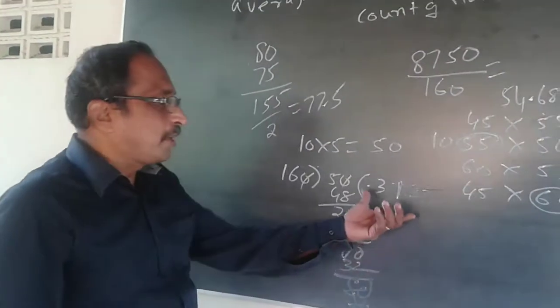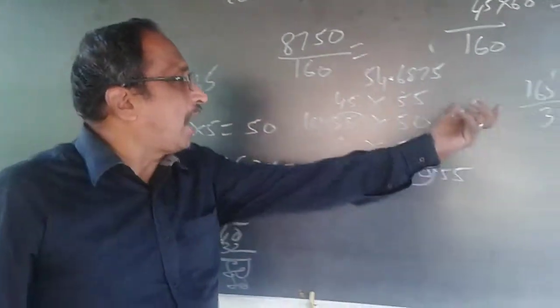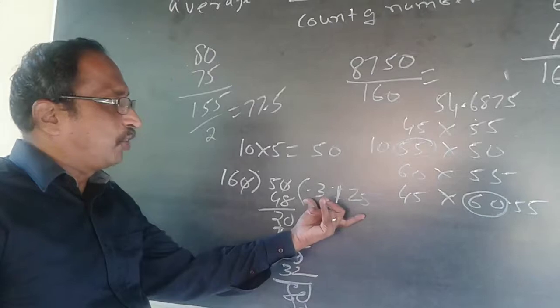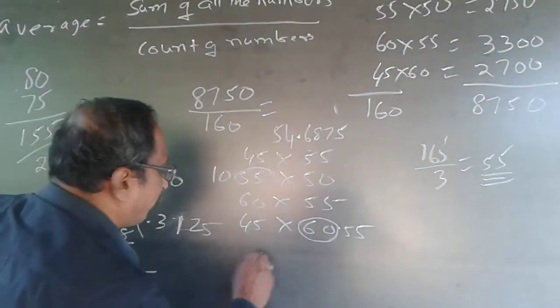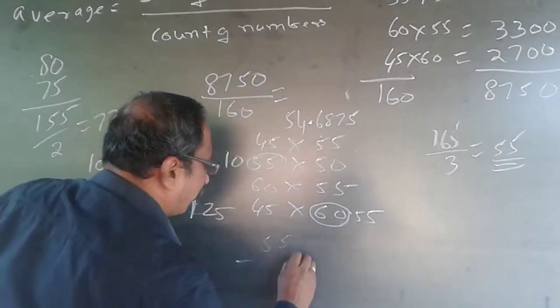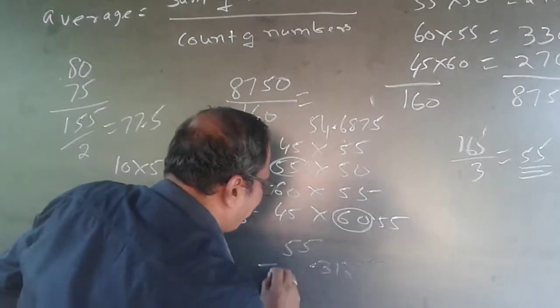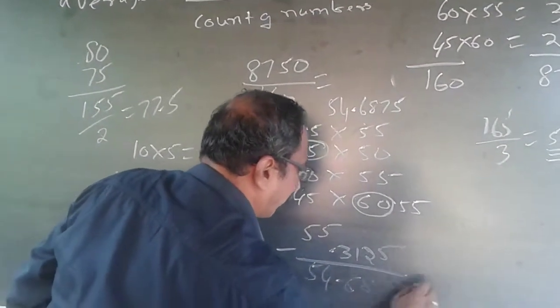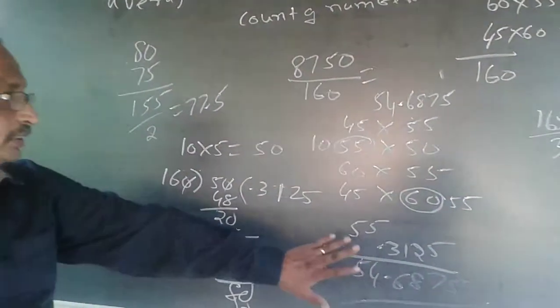So what will happen is, because I am short from a presumed average of 55, I will have to reduce this 0.3125 from 55. So 55 minus 0.3125 will be 54.6875. So this is the shortcut for this.